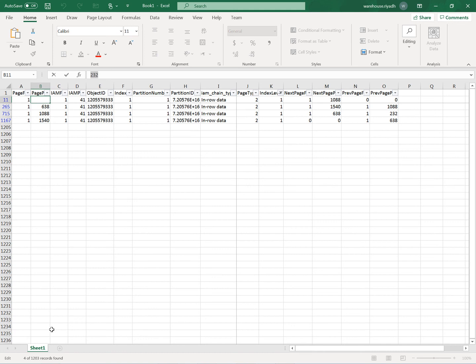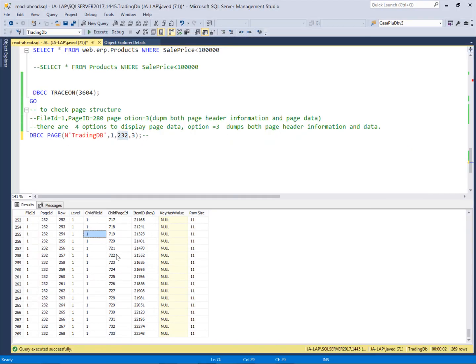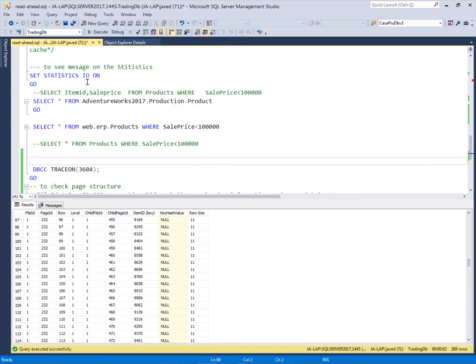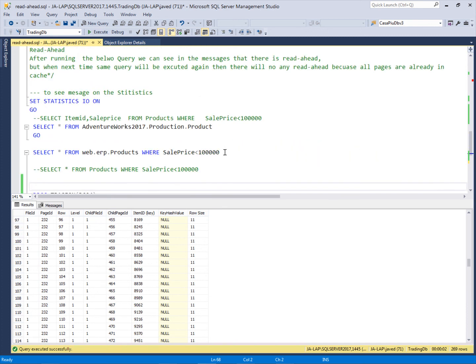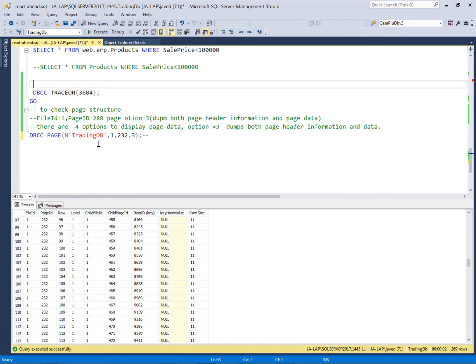So the storage engine will start another thread. It will start reading these child pages in advance into the memory. So when the query processing starts at a later stage, all the pages which are required to fulfill this query will be in the buffer cache, so that when it starts processing the query, physical reads should not be started, which would affect the performance. So in this way read ahead works.